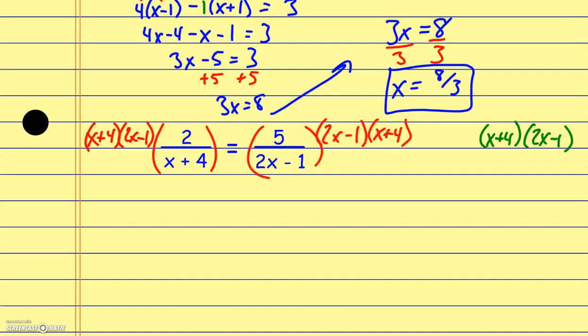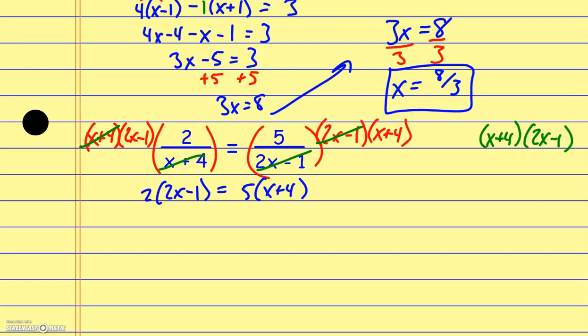What happens is on the first side, the x plus 4s cancel. On the second side, the x minus 1s cancel. And so what I have here is 2 times the 2x minus 1. Over here, I have 5 times the x plus 4. And really, that's the same result I would get had I cross-multiplied.